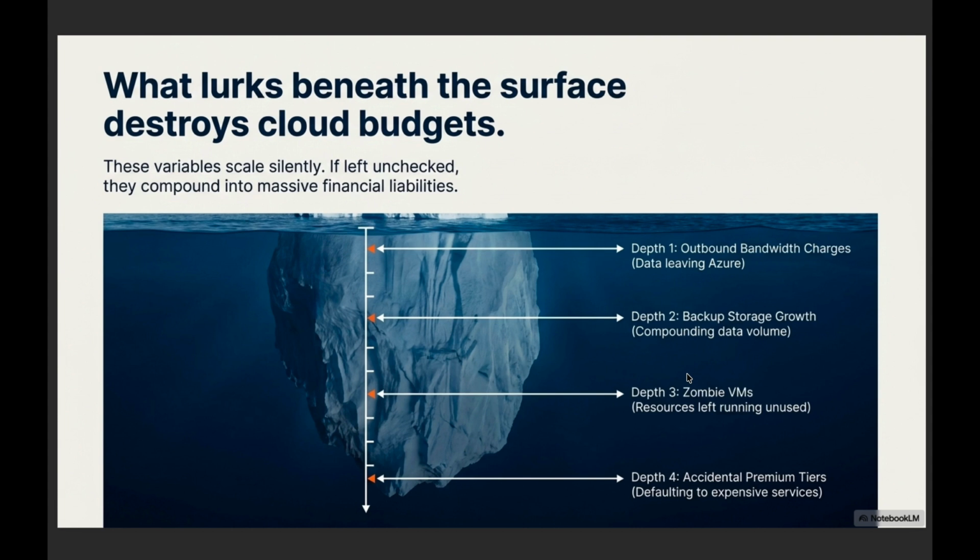And next we have resources left running. Even unused VMs can generate charges, and you would have to stop them if you are not using them to save cost. And premium services are selected accidentally. This happens a lot when you have selected that premium SSD disk when you can work with standard SSD. So this is how you can plan your resources and their creation.